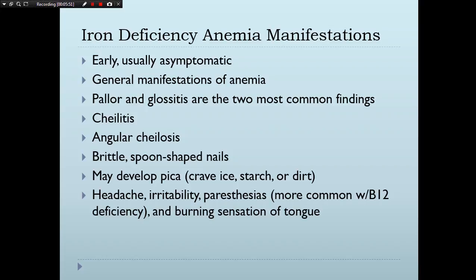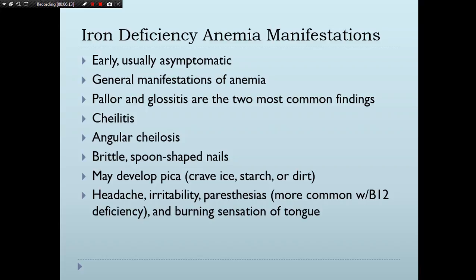So a lot of these patients in the early stages may be asymptomatic, and if they do have symptoms, they're going to be general. Fatigue. Some of the most common manifestations of iron deficiency anemia are going to be pallor or glossitis. Glossitis is the inflammation of the tongue. The tongue is going to be beefy, red, shiny.